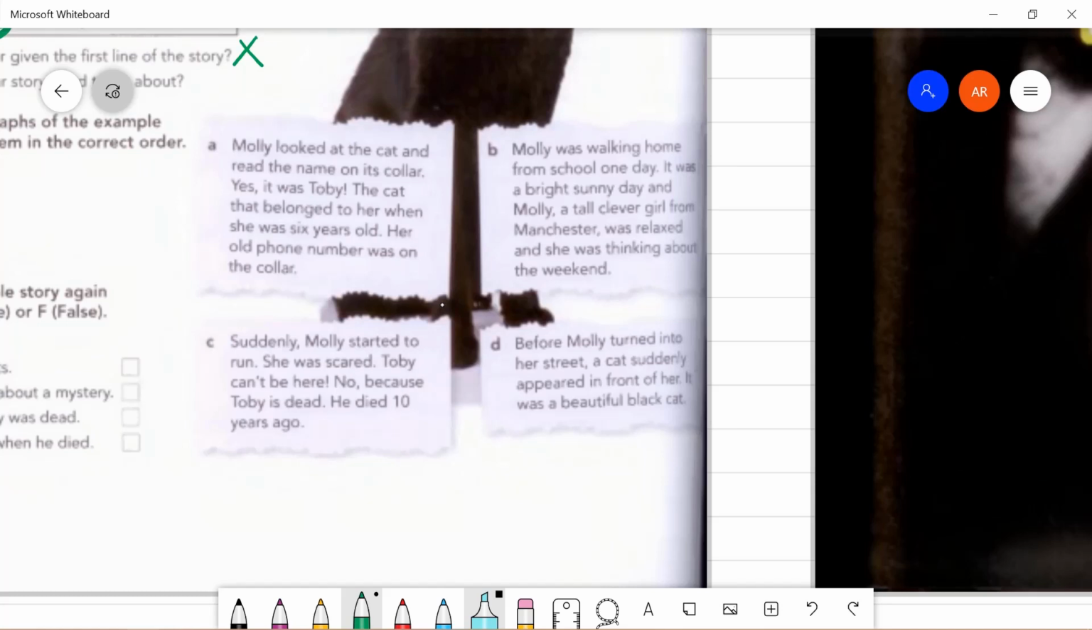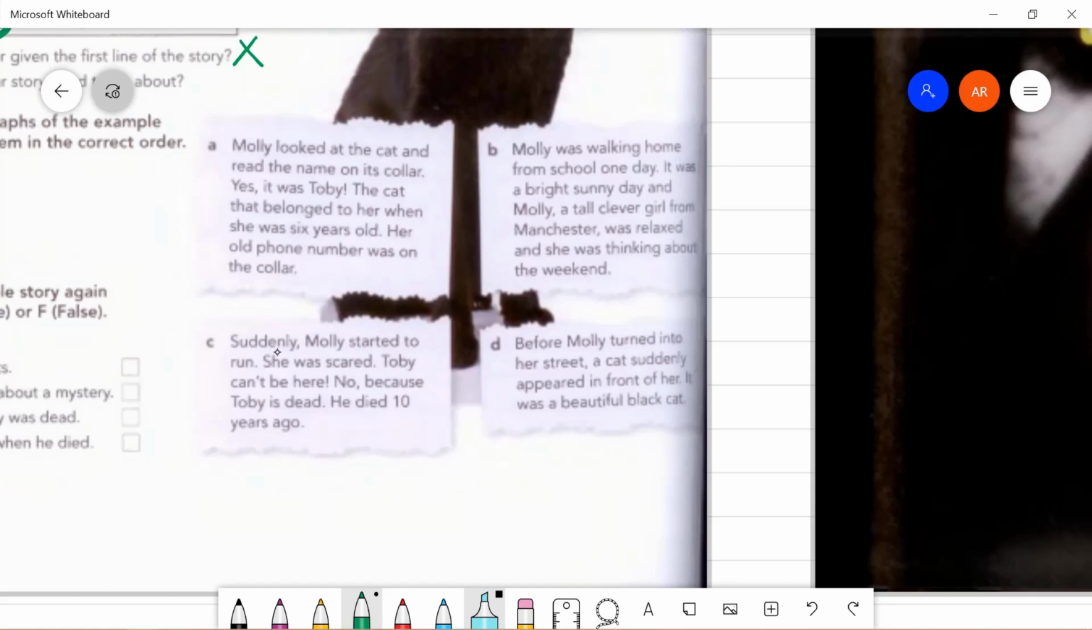A. Molly looked at the cat and read the name on its collar. Yes, it was Toby, the cat that belonged to her when she was 6 years old. Her old phone number was on the collar. B. Molly was walking home from school one day. It was a bright sunny day, and Molly, a tall, clever girl from Manchester, was relaxed, and she was thinking about the weekend. Okay, this could be the first paragraph.